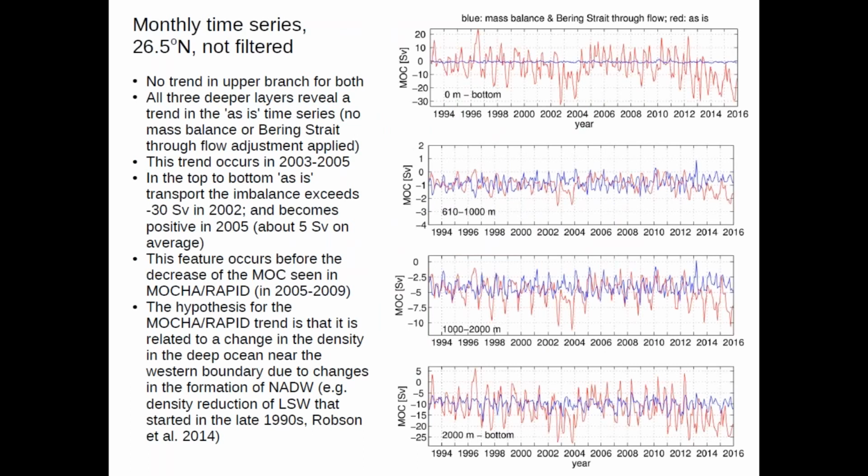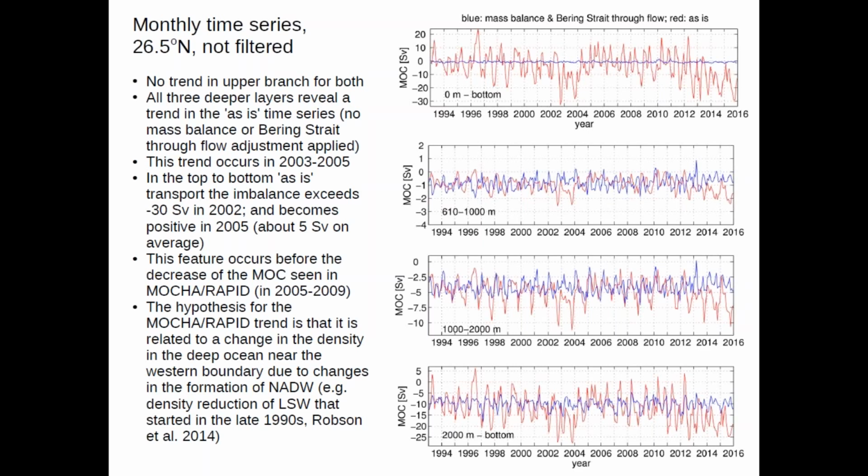Okay, thank you. So now I try to explore this a little bit more. I know that both Mocha Rapid and my product are using the mass balance. And I said, well, what happens if I don't apply the mass balance? I should stay away from this mouse. And so the blue is the mass balanced time series, and the red is no mass balance required.